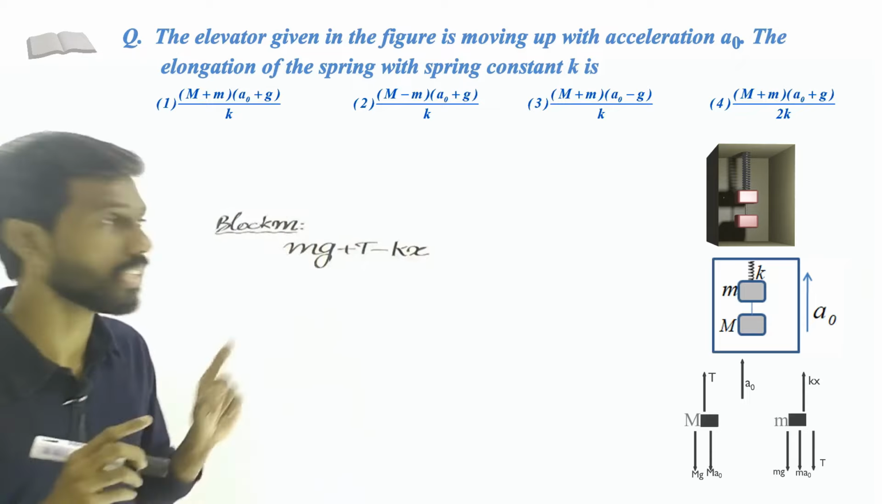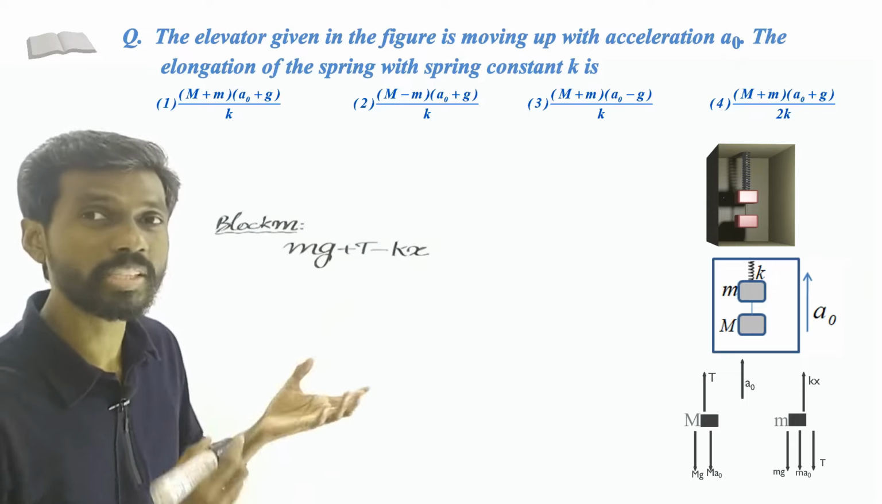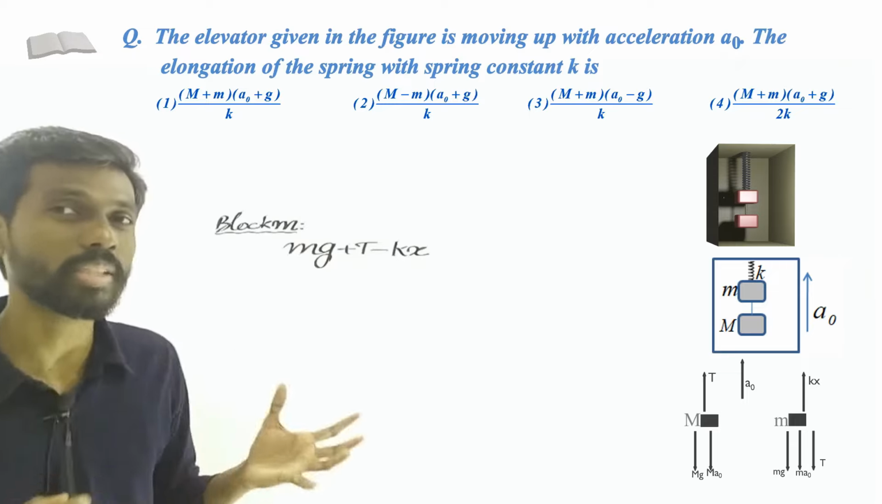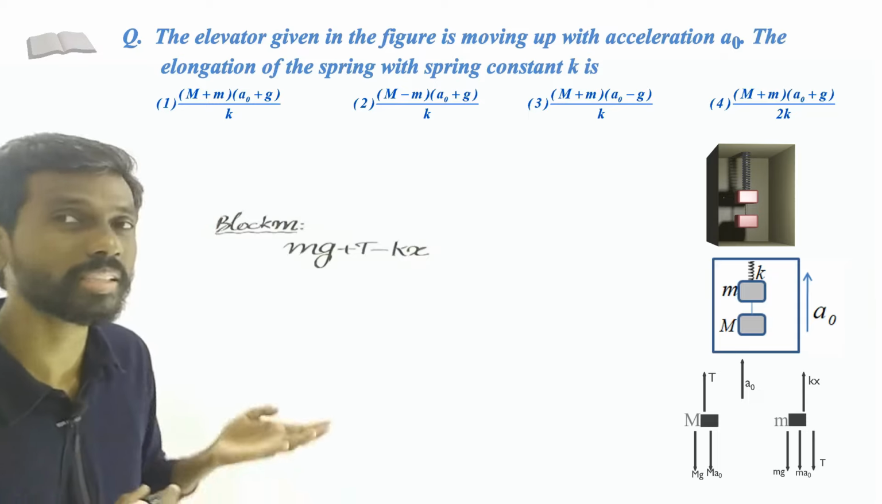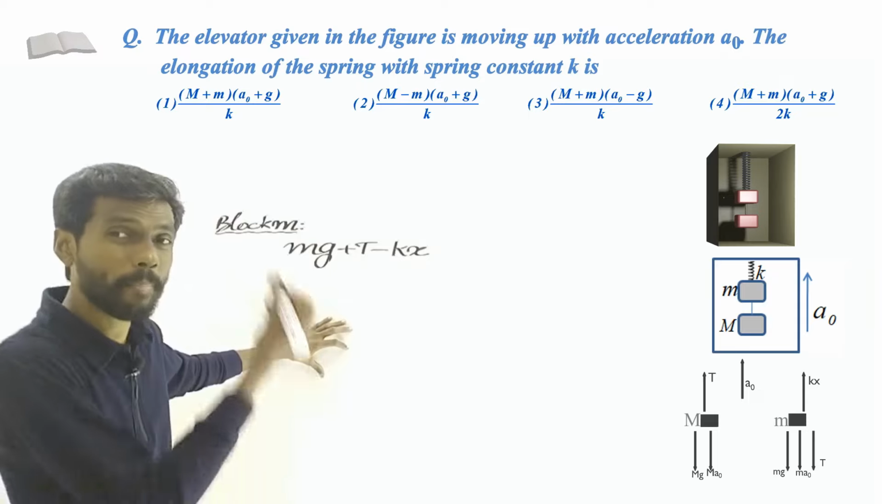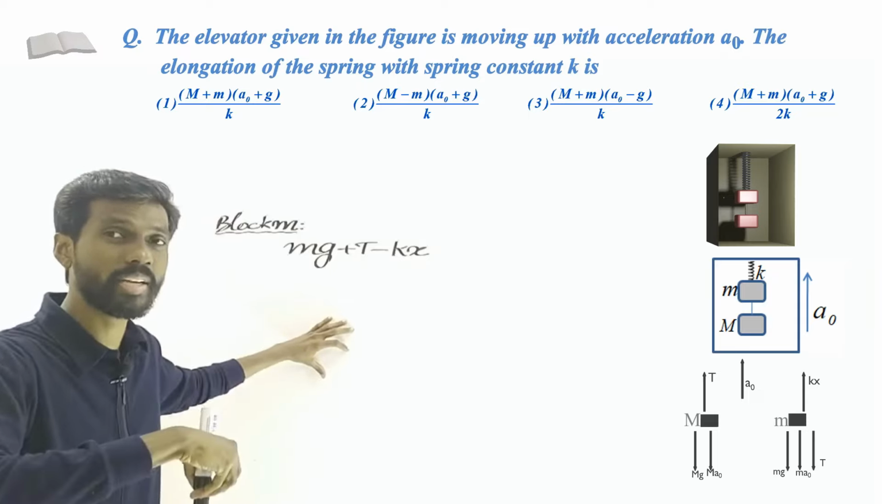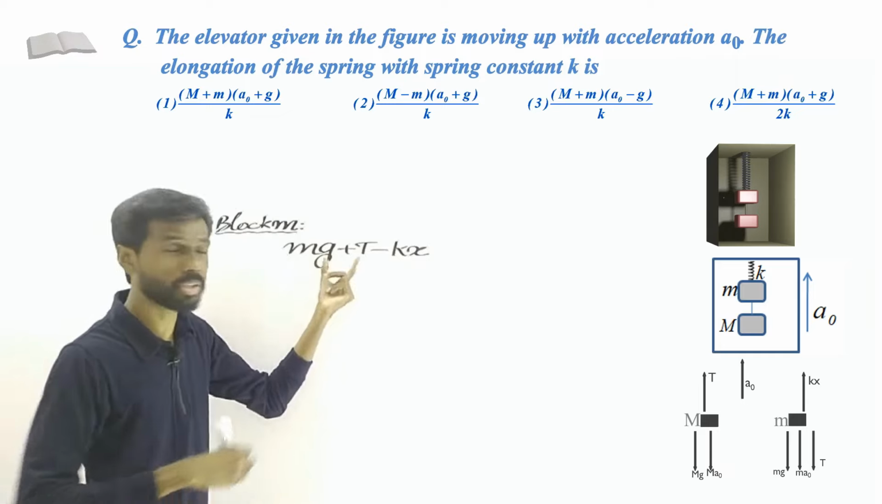But we are observing this in the elevator frame. That means the observer is moving up with some acceleration, a0. That means we have to consider pseudo force also, because the observer is accelerating. Now, what is the pseudo force? The observer is moving up with acceleration a0, so the pseudo force will be in the opposite direction, downward. Downward direction is taken to be positive, which means plus.